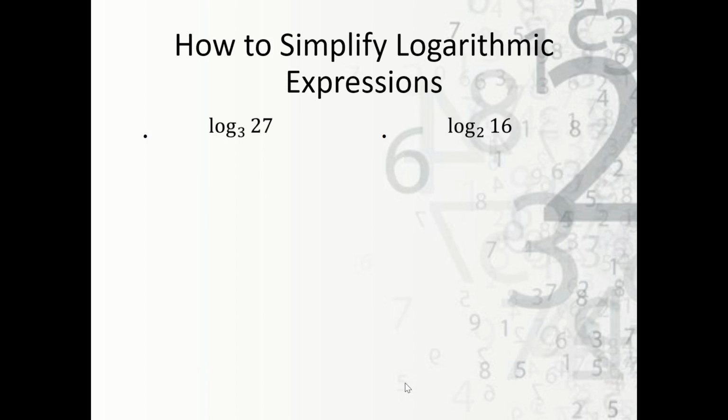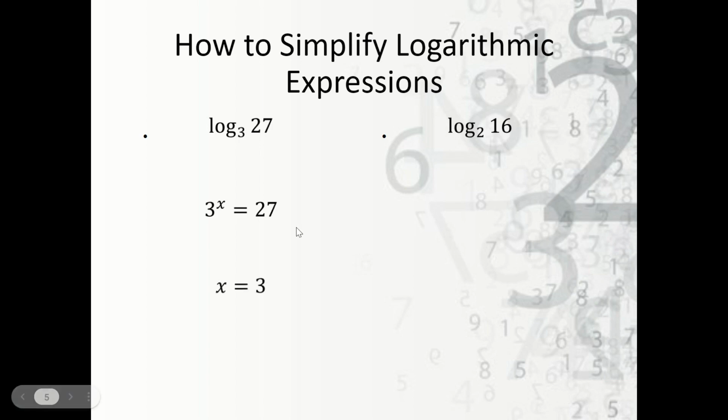All right, so let's actually simplify a few of these. So it says log base 3 of 27. So we're going to rewrite that as 3 to the x power is equal to 27. So we don't know what x is yet. So we're saying that 3 times itself a certain number of times equals 27. Well, in this case, we can see that 3 times 3 times 3 equals 27. So that's 3 to the third power. So in this case, x equals 3.